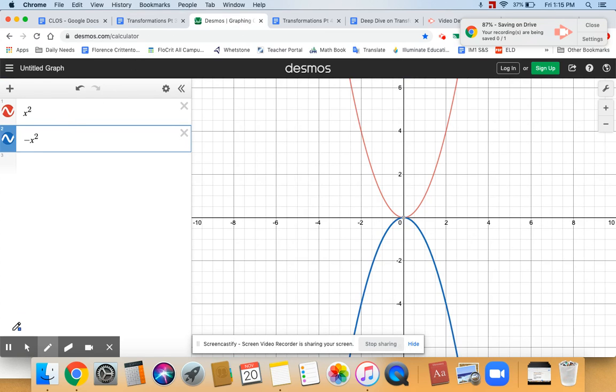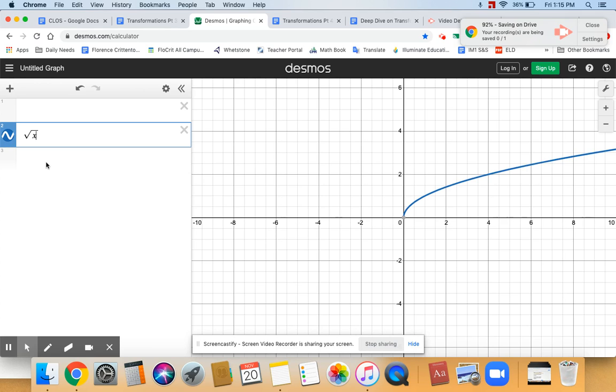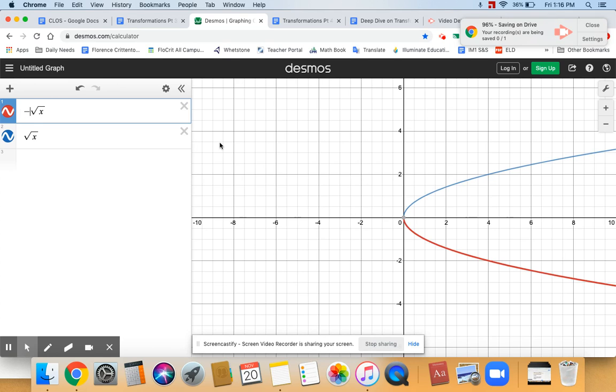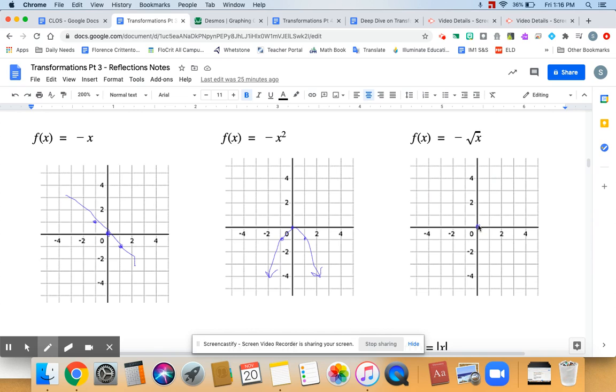For the square root, normally it is the top half of the U. But if I put a negative in front, it becomes the bottom half of it. It flips down like that. So for the square root, there's a point at 0, 0. And then over one, down one. And it's like the bottom half of that U.